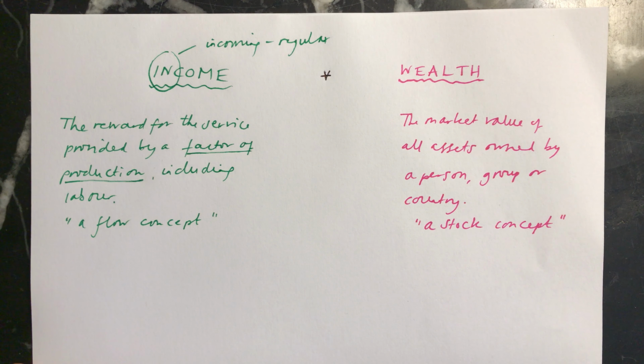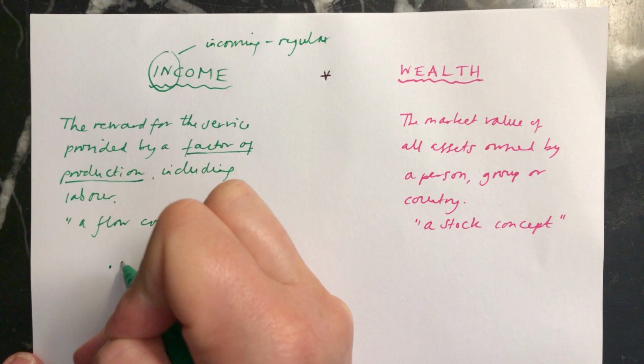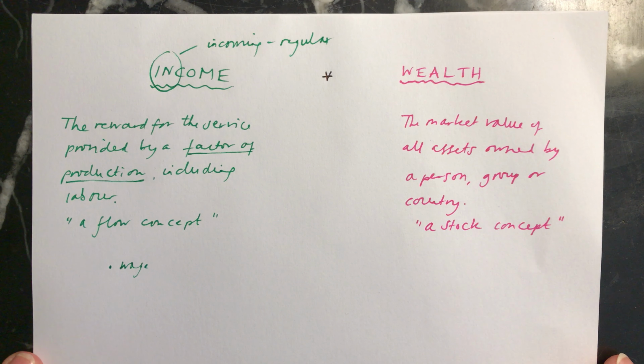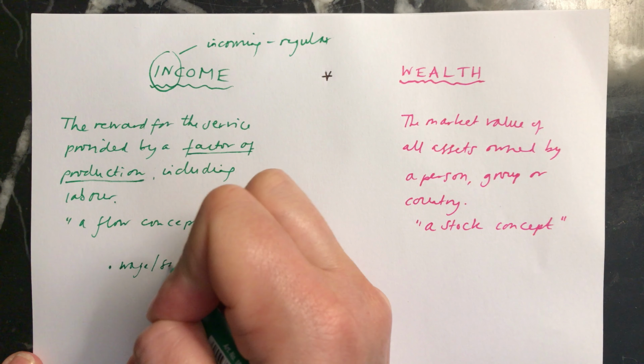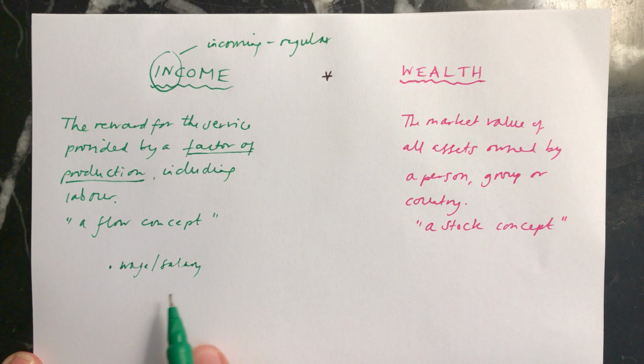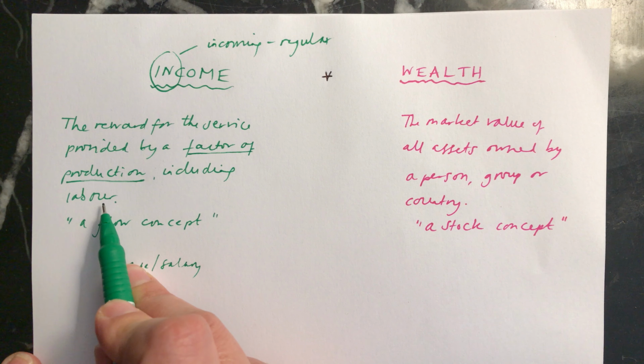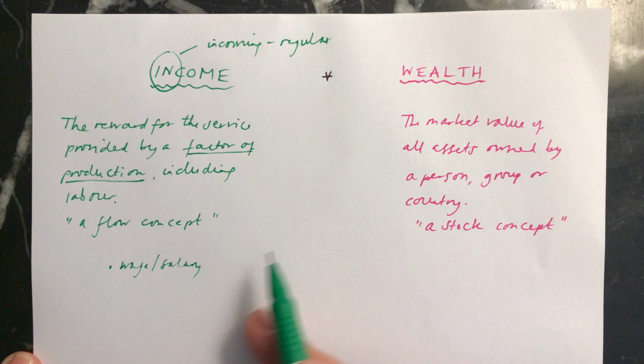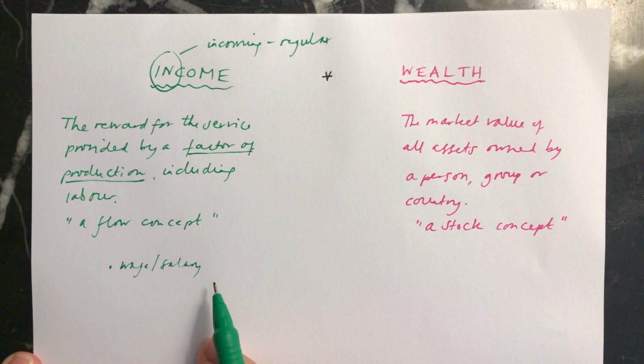So examples of this might be your wage, which you would likely receive weekly or every 2 weeks, or a salary, which you get for a job, and that would be where you're paid monthly. And in this case, you're providing your labour, that's the factor of production, and you're getting a wage or salary in return. And this is incoming on a regular basis.